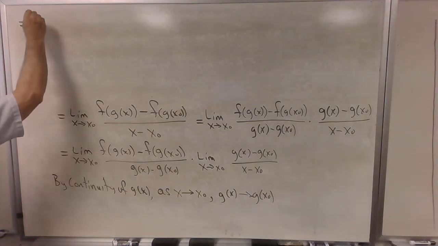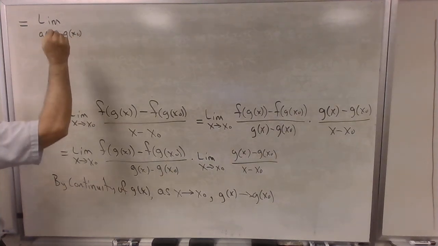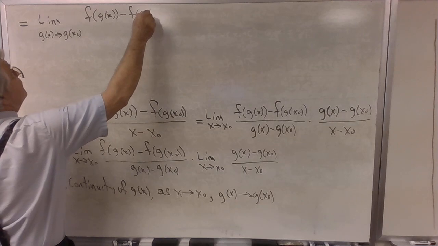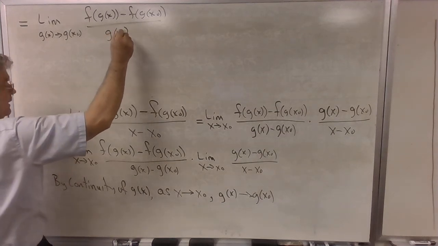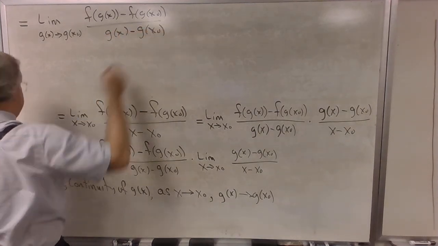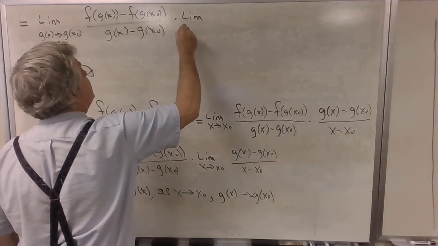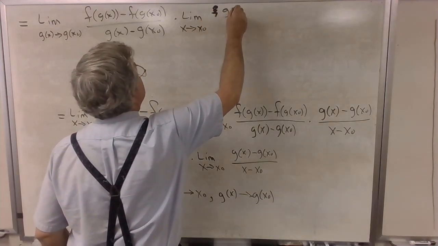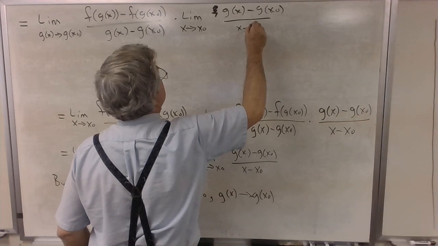So what we have is the limit as g of x goes to g of x naught of f of g of x minus f of g of x naught, all over g of x minus g of x naught, times the limit as x goes to x naught of g of x minus g of x naught over x minus x naught.